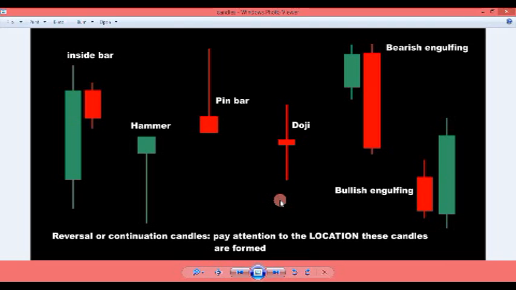And as I have said, these candles are reversal candles or continuation candles. It all depends on where they appear. They might be pointing to a reversal of the trend, or they might be pointing to a continuation of the trend. Just pay attention to the location of the candle. Now I want us to go straight and look at the real chart and make sense of all this.